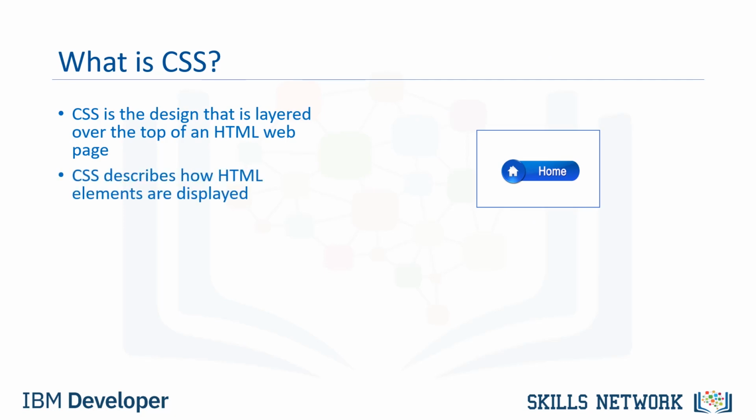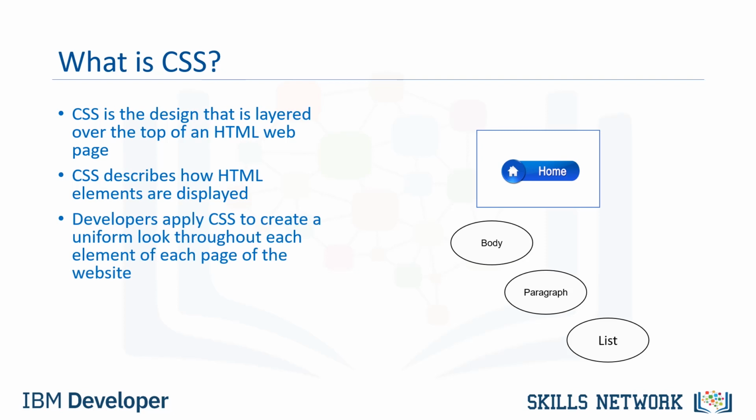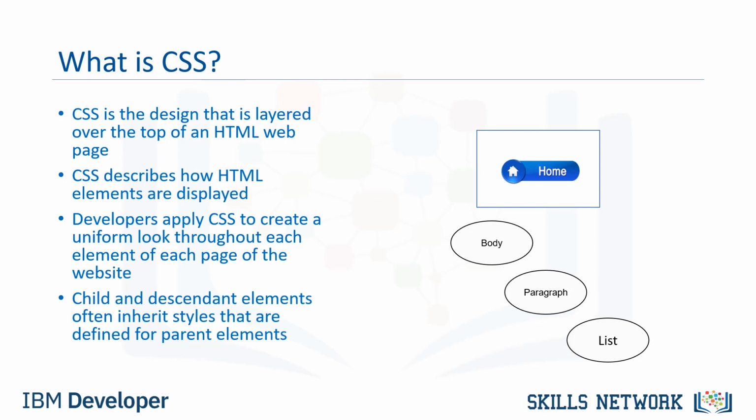CSS is the design that is layered over the top of an HTML web page. CSS is a style sheet language that describes how HTML elements are displayed. What makes the style sheet cascading is that developers can apply CSS to create a uniform look throughout each element of each page of the website. Child and descendant elements often inherit styles that are defined for parent elements. However, exceptions to this rule do exist.